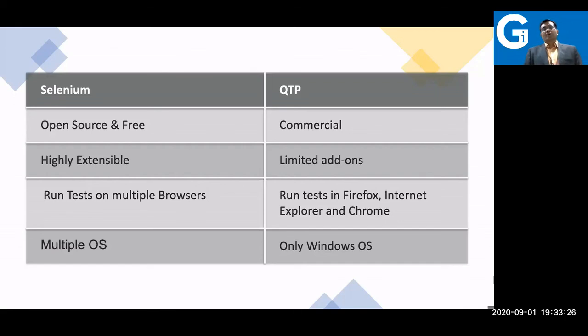Run tests on multiple browsers in the case of Selenium, but if you go for QTP, it runs the tests on certain browsers like Firefox, Internet Explorer, Chrome and so on. So there are certain browsers where QTP runs efficiently. Selenium also supports multiple operating systems. This is the most important benefit, because nowadays when you are developing any web application, you would definitely like to check on all the browsers, all the operating systems, and all the types of devices, and only then can you go for testing.